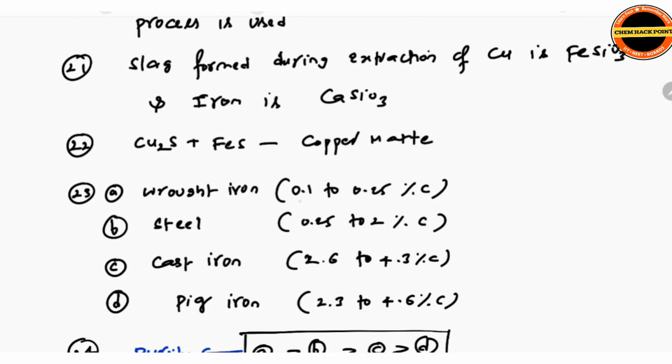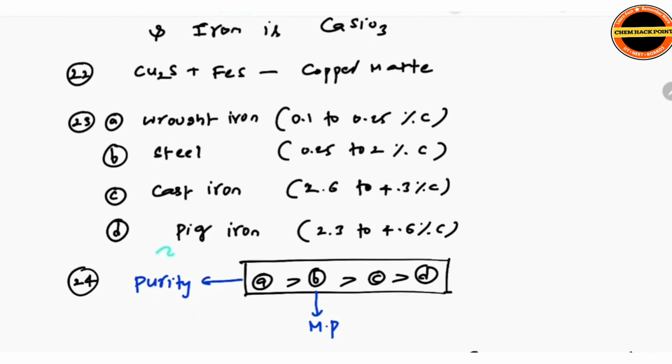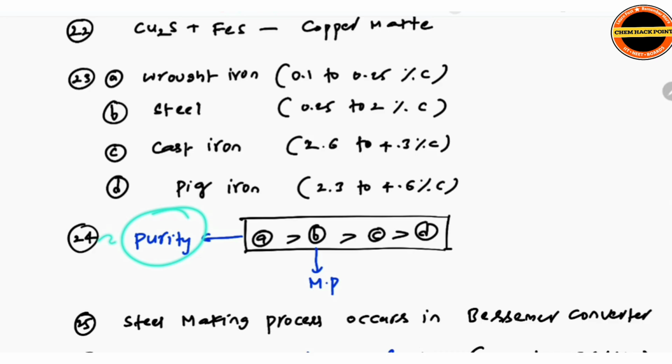Wrought iron has 0.1 to 0.25 percent of carbon, steel 0.25 to 2% carbon, cast iron 2.6 to 4.3% carbon, pig iron 2.3 to 4.6% carbon. From the purity point of view, wrought iron is purest, then steel, cast iron, pig iron. More carbon content means less purity.